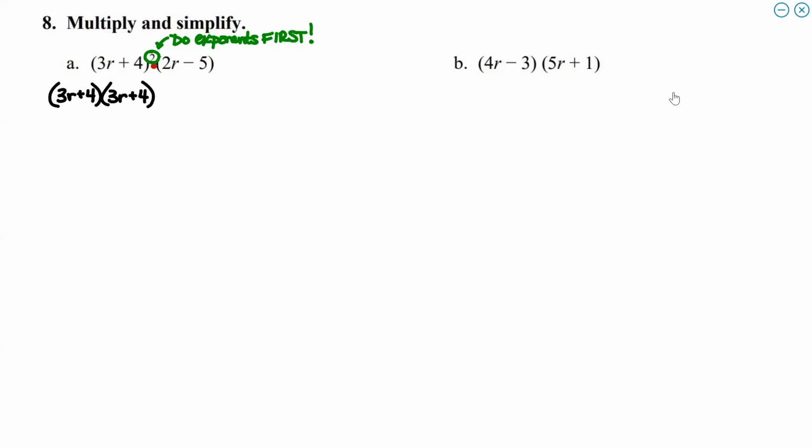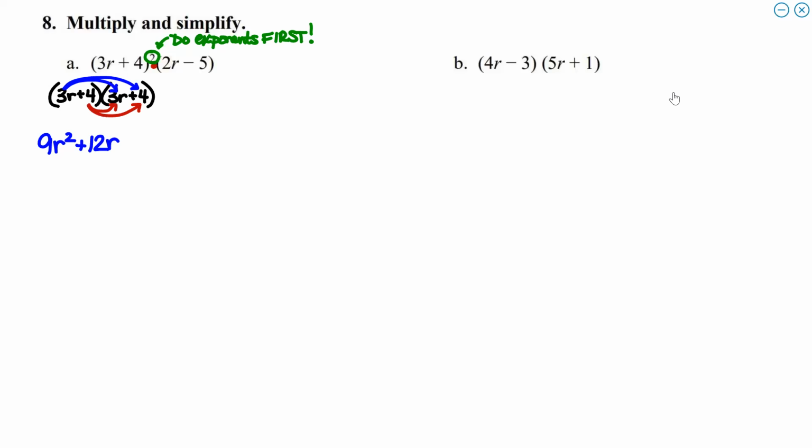So let's go ahead and multiply those together. And then after we're done with that, we'll multiply by that third factor on the outside. So tell me what I need to distribute. 3r, I have to distribute it here to this 3r and to the 4. What's 3r times 3r? 9r squared. What's 3r times 4? 12r. Are we done distributing? No. What else do I need to distribute? The 4 needs to be distributed to both pieces.